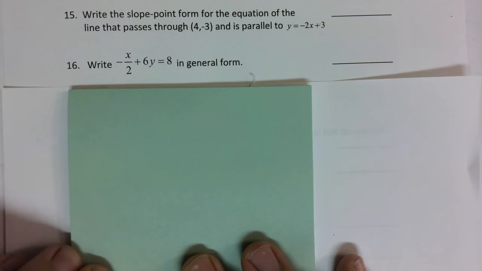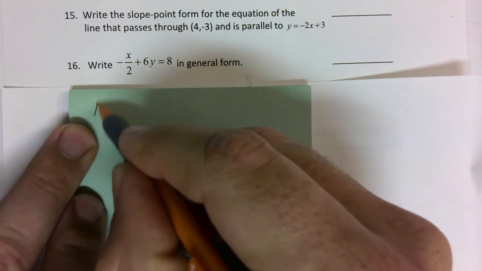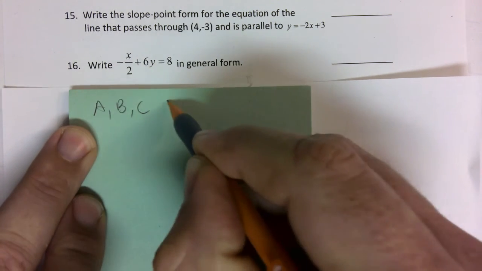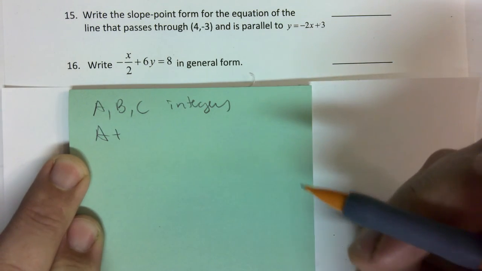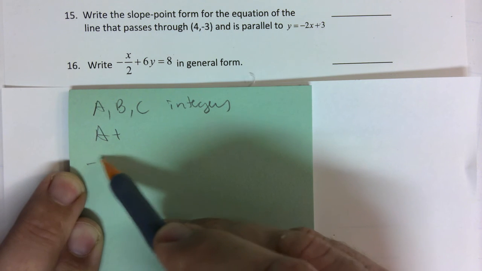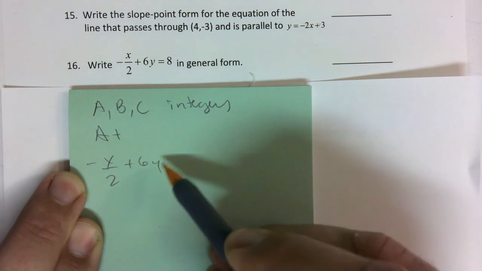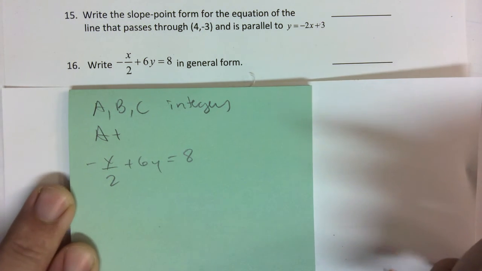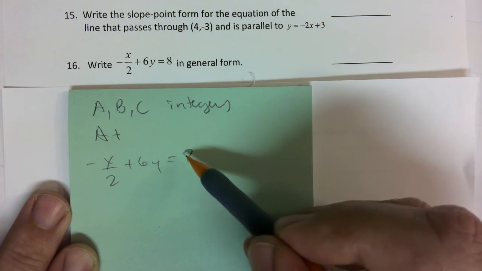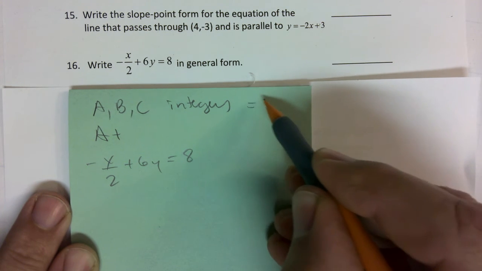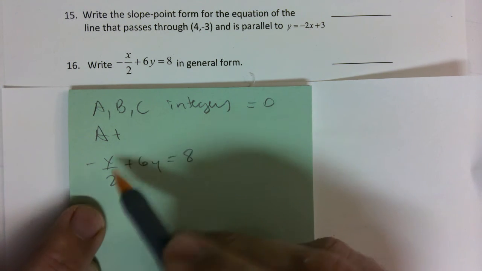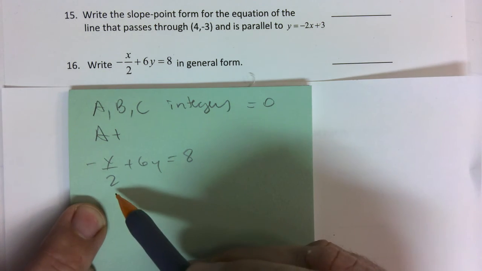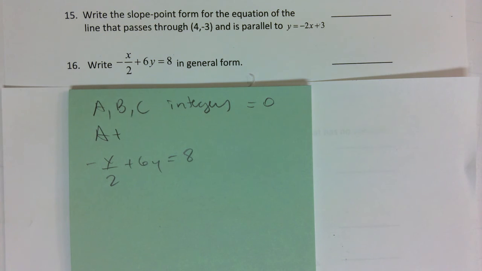To get that in general form, I need a, b, and c to be integers, and I need a to be positive, okay? So -x over 2 plus 6y is equal to 8. A bunch of things need to happen, right? I also need an equal to 0 on top of everything else, okay? So what can I do first? Listen carefully. Don't just fixate on this example.